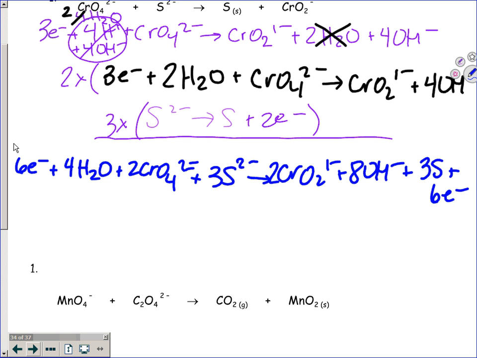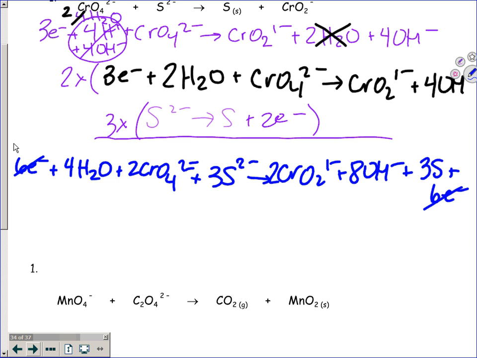Alright, so I know you guys probably canceled your electrons out, right? So I just pulled them down this time to show you could, including the other things that we would simplify if we needed to. So your 6 electrons will cancel. Is there anything else that will cancel? No, so thumbs up. 4 waters? Yeah.